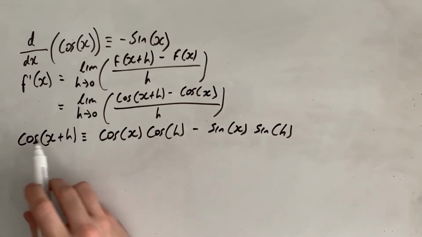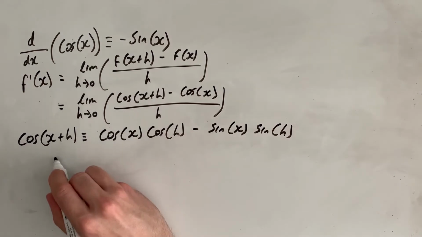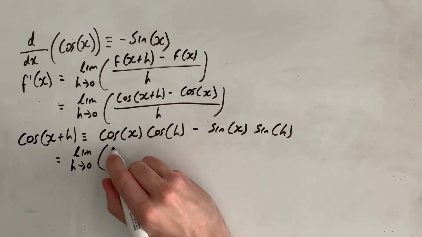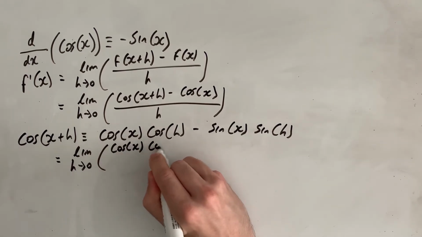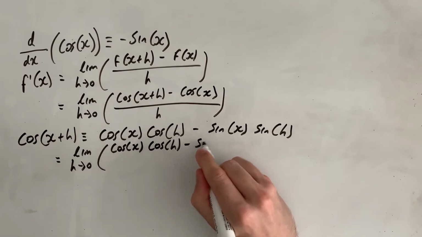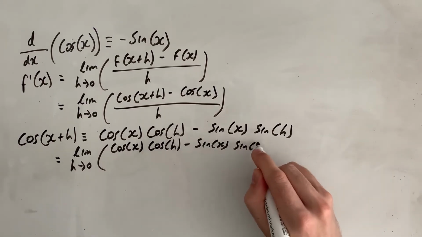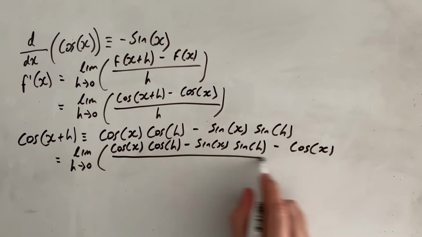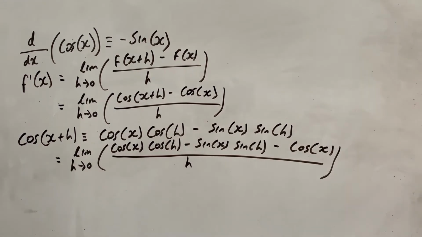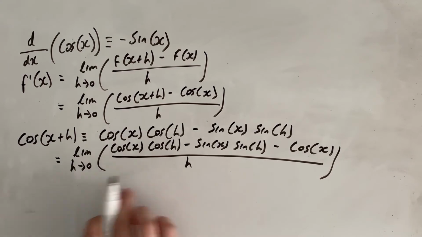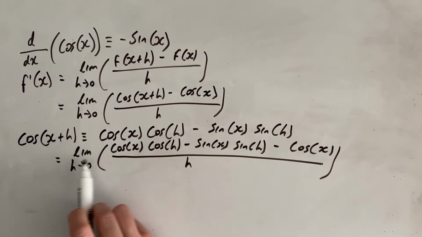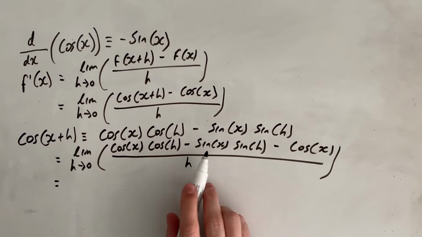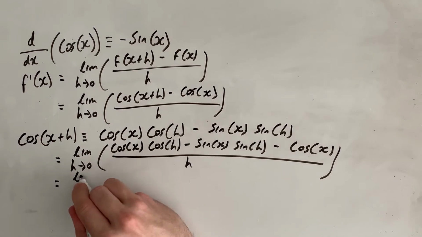By doing that, we can replace this expression in here, and we end up with the limit as h tends towards 0 of cos x cos h minus sine x sine h minus cosine x, divided by h. And now, in order to more easily evaluate the limits as h goes towards 0, we can make the final line here by grouping our sine and cosine terms together, so we can split this into two terms.